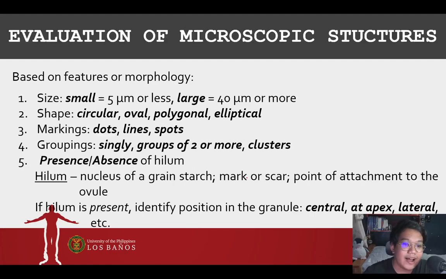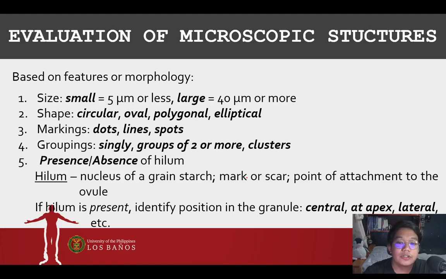Then for the evaluation of microscopic structures, we have this. So we have 5 features or morphology. First is the size. The next is shape. Then markings, groupings, then the presence or absence of hilum. So dun sa una, sa size, it can either be small or large. So yung small natin ay 5 micrometer or less. Then for large naman, it would be 40 micrometer or more.